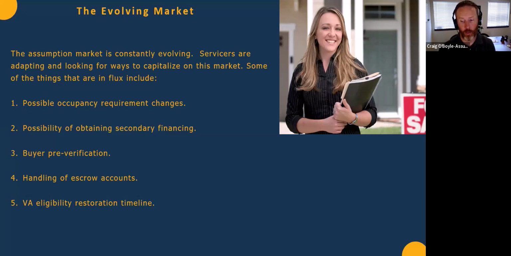I'm hopeful that it will. But right now, people need to make plans if they've got to buy afterward. If they have to do it immediately, that might actually kill an assumption deal.